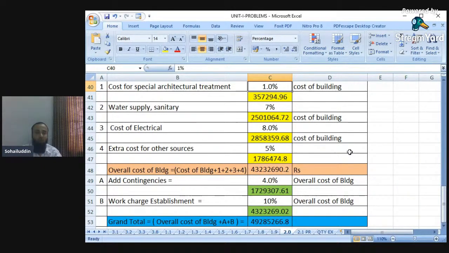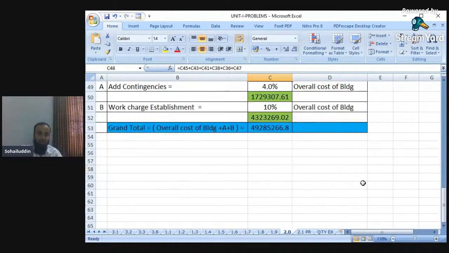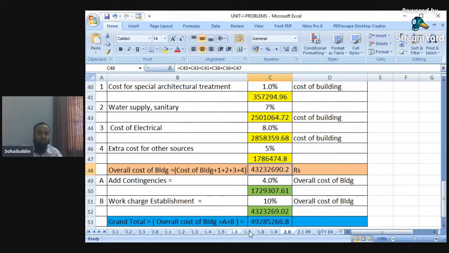The overall cost of building is the cost of building plus special architectural treatment plus water supply plus cost of electrification plus cost of other services. The addition is nothing but this overall cost. Again, 4% has been reserved for contingencies, so 4% of this overall cost is 172,930.07. Again, 10% has been taken, and 10% of this is 4,323,269.